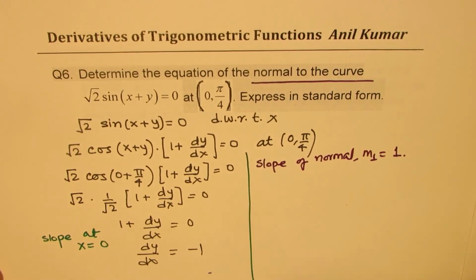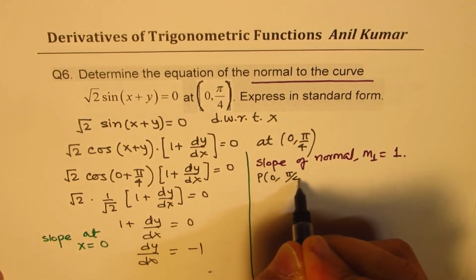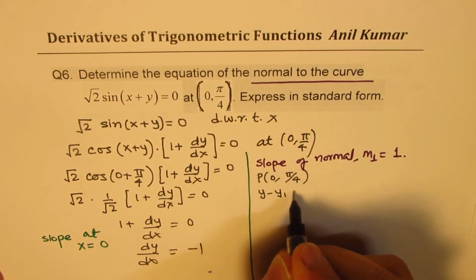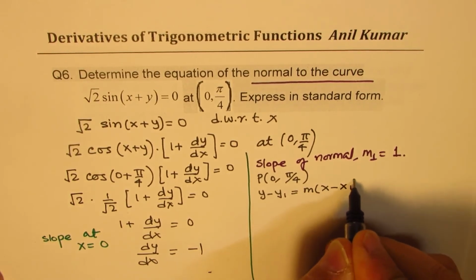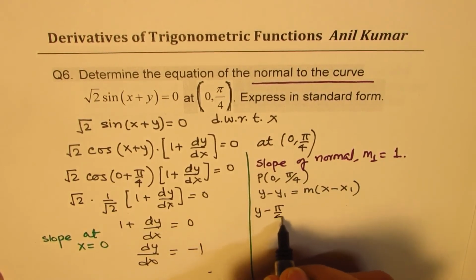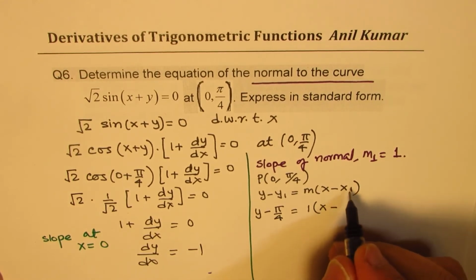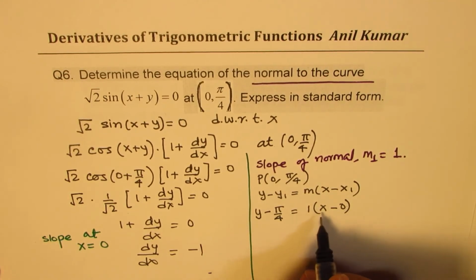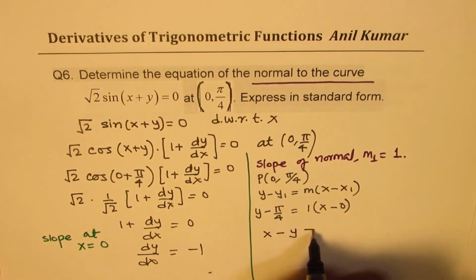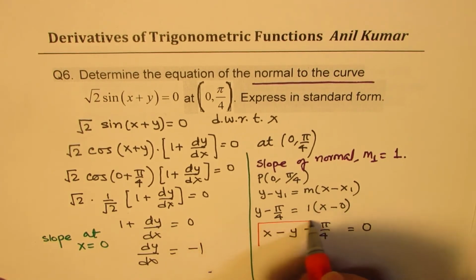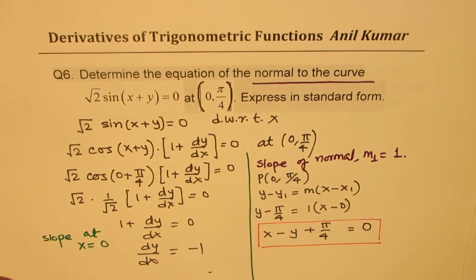And we know that the point here is (0, pi by 4), correct? So we need to write the equation in standard form. So we can write y minus y1 equals m times x minus x1, correct? Slope of the normal is 1, and we have y minus pi by 4 equals 1 times x minus 0. Right? So that is what we get. So we can now take all these terms to the right side and write our equation as x minus y plus pi by 4 equals 0. So that becomes the equation of the normal in standard form. Is that clear to you? So that is how we are going to do it.